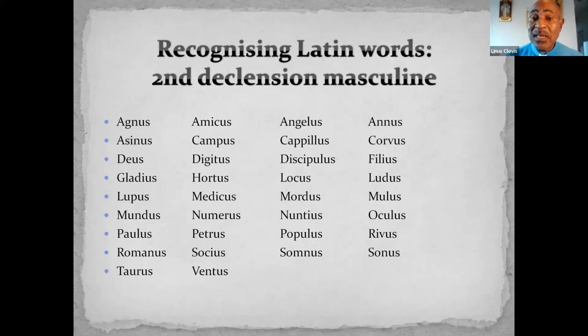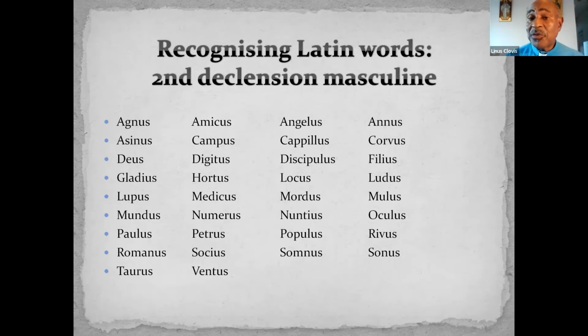Ventus is the wind. Angelus, angel. Capillus, a hair. Capillaries. Discipulus, a disciple, a follower, student. Locus, a place, school. Modus, disease, illness. Nuncius, messenger. Populus, people, nation. Somnus, sleep. Annus, the year, annual.